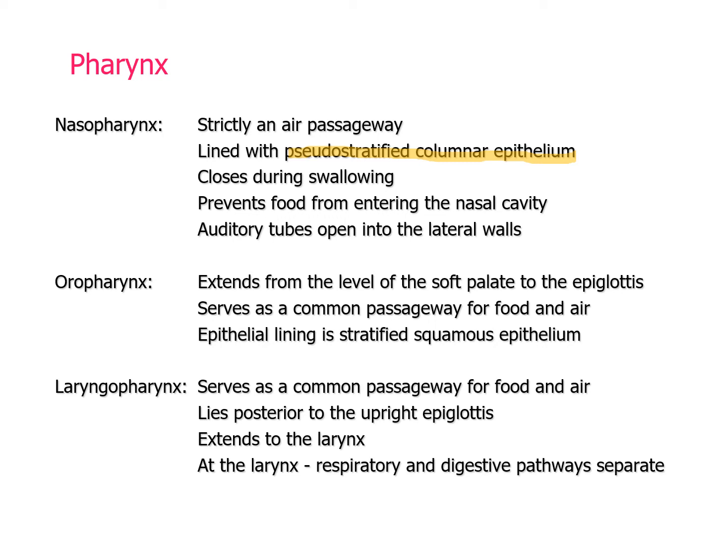It also has openings, tubes that connect the nasopharynx to the middle ear. These tubes are the reason why you can equalize air pressure when you go higher up or come down. There's a difference in pressure between your middle ear and the outer ear, and these auditory tubes provide a way of equalizing the pressure.